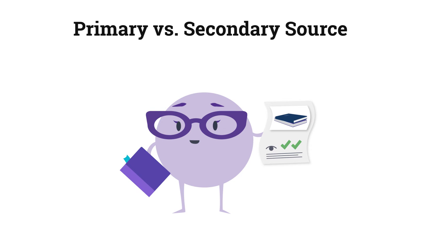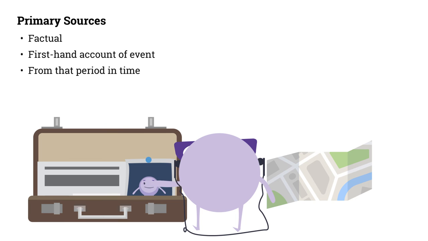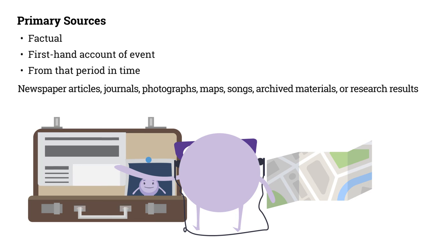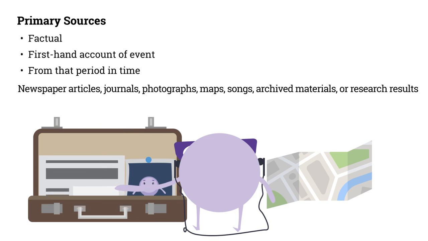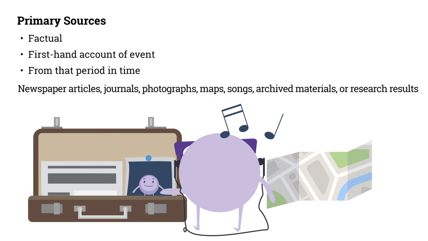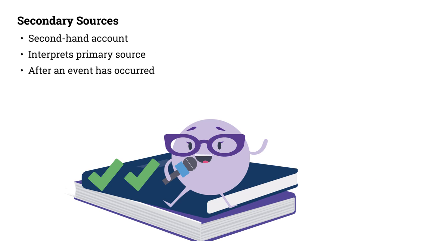Last, while reviewing the source origin, determine if the source is primary or secondary. Primary sources typically contain factual information, as they are first-hand accounts of an event. Some examples of primary sources include newspaper articles or journals from that time period, photographs, maps, songs, archived materials, or research results. Secondary sources are second-hand accounts by someone who wasn't directly involved in an event.